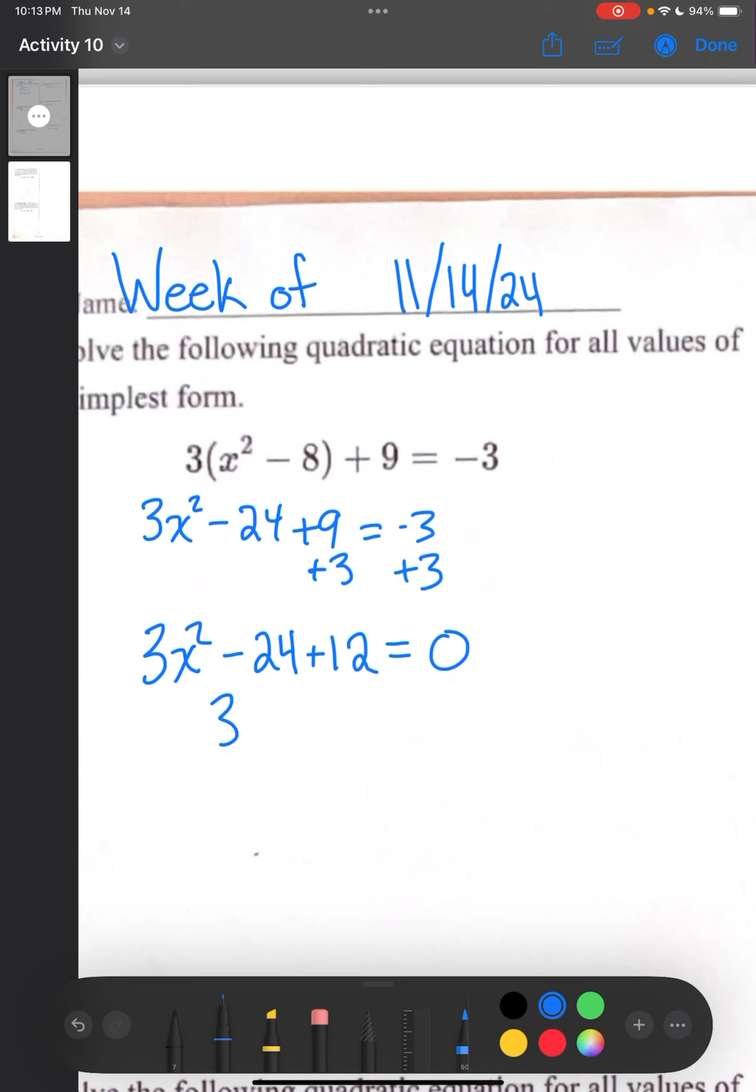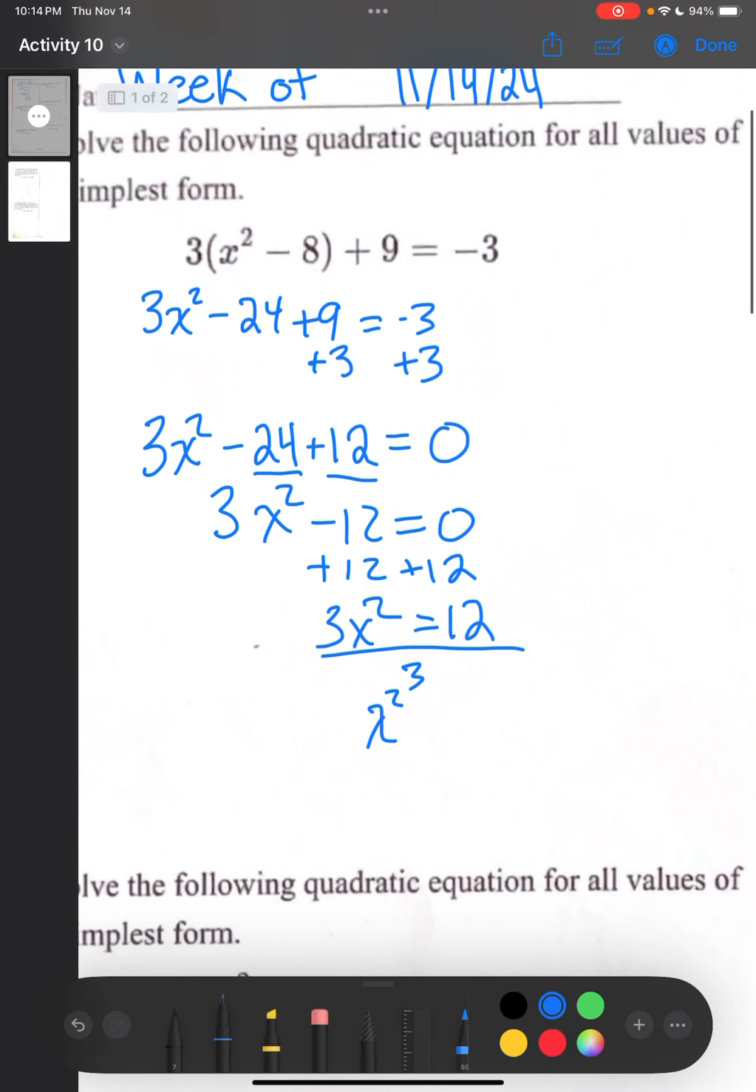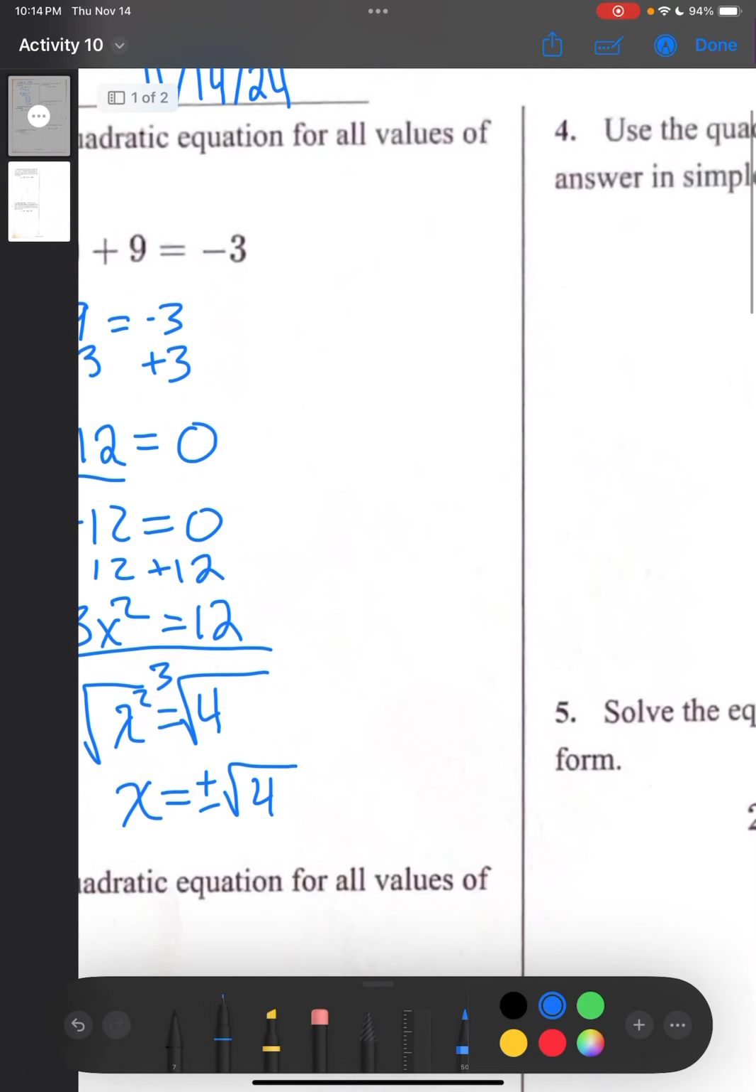Then we simplify that negative 24 plus 12, which gives us 3 times x squared minus 12 equals 0. Again, we want that x by itself, so we're going to get rid of that 12 by adding a 12 to both sides. Then we are given 3x squared. We divide by 3. And this is where we get x squared equals 4. And through here, you're going to take the square root, which is x is the square root of 4. Always remember, once you put that square root, it needs to be positive or negative.